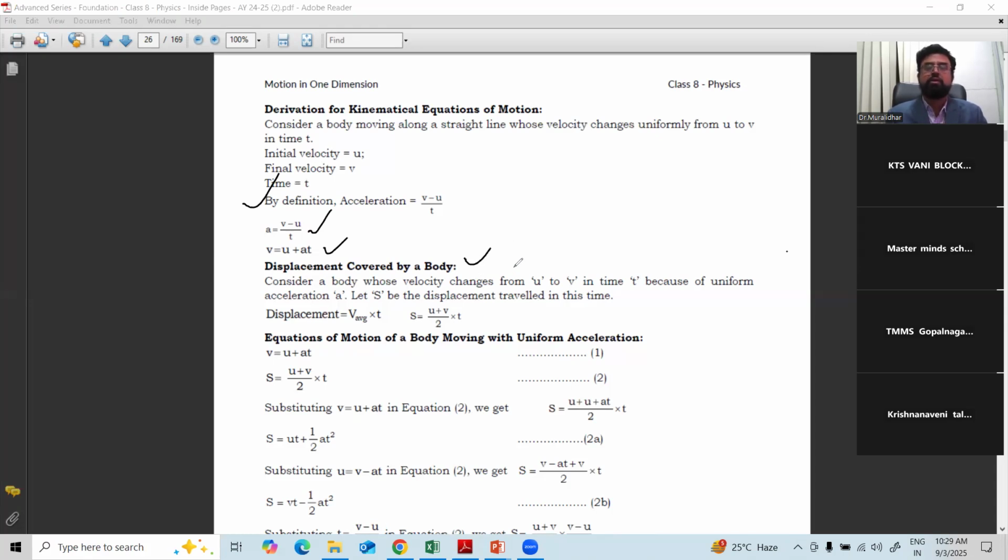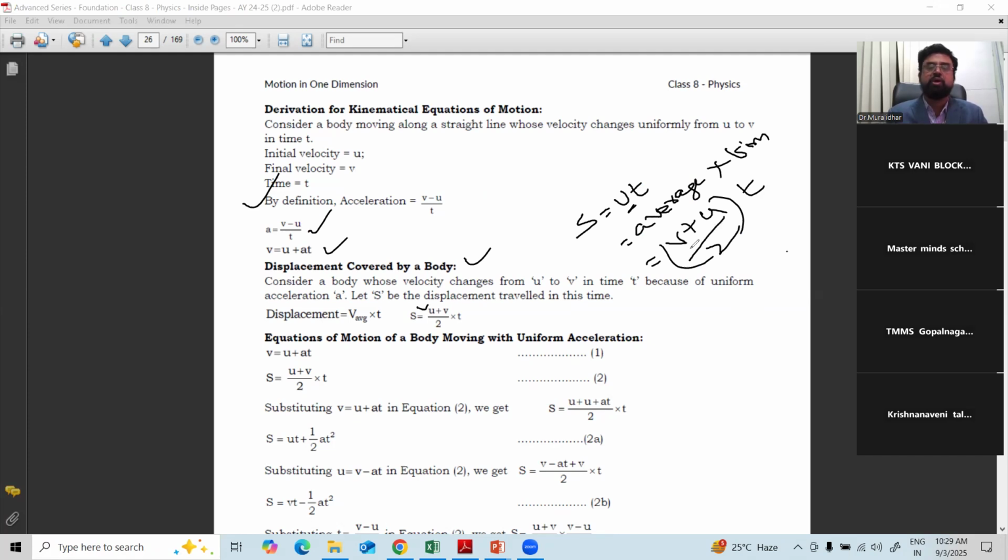The second one. We can get it from s is equal to velocity into time, because velocity is equal to displacement by time. But there are two velocities here: initial velocity and final velocity. So what do you have to take? Average velocity. Average velocity into time. So what is the average of u and v? v plus u by 2, into time.